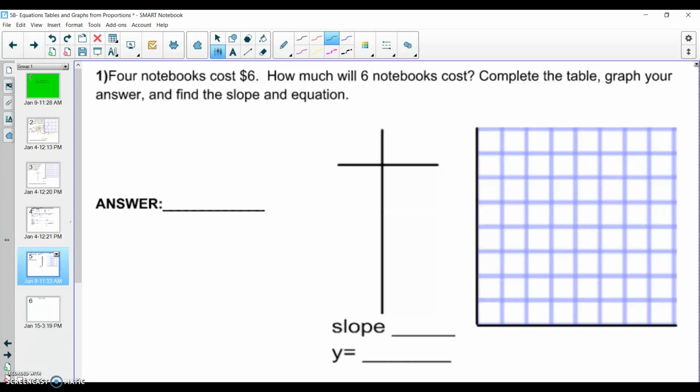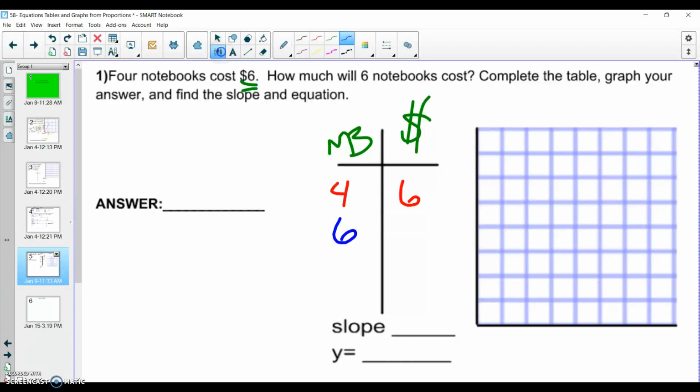This one's a little different to kind of help you. So 4 notebooks cost $6. How much will 6 cost? Now, I think you had 4 cost $10. How much will 12 of them cost? Now, money is always going to be an output. That's always going to be your Y. So here we have notebooks. A lot of you are still flipping this around. So 4 of them, that looks like MBs rather than NB. 4 cost $6. I want to know how much 6 of them will cost.